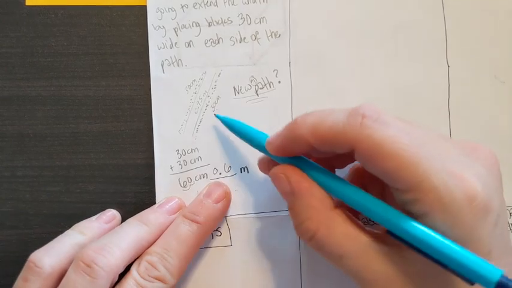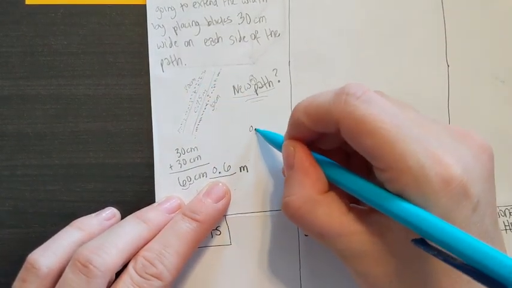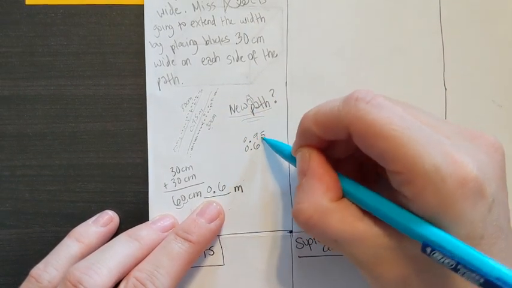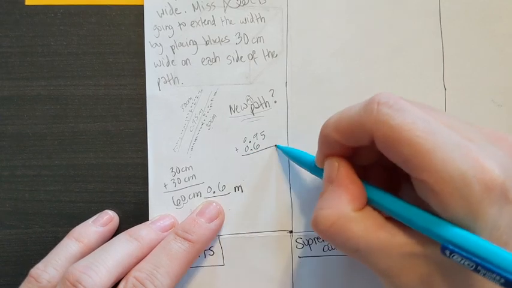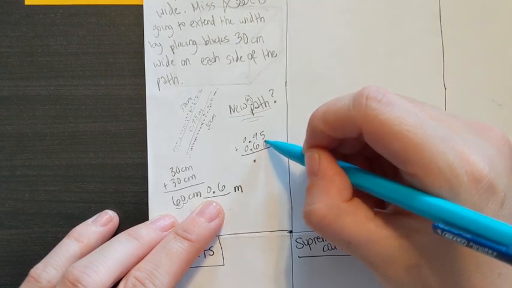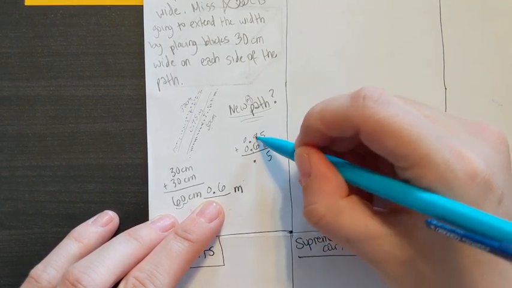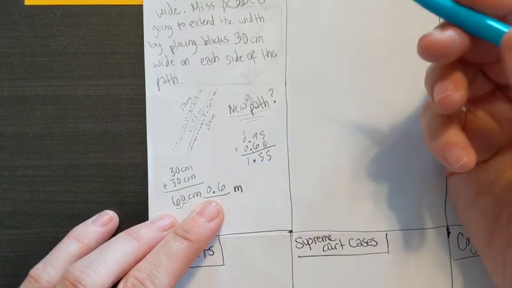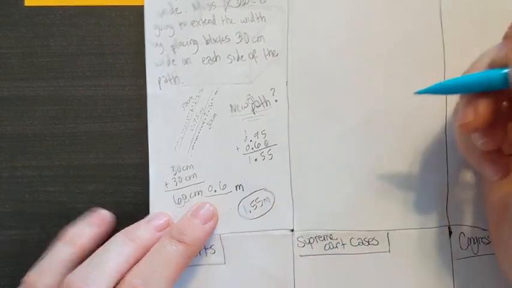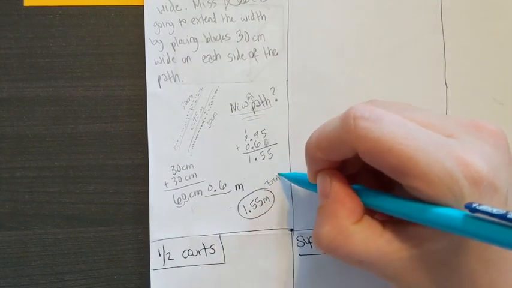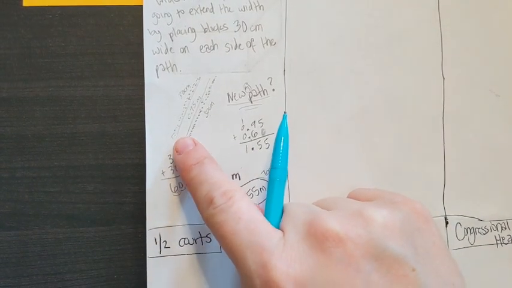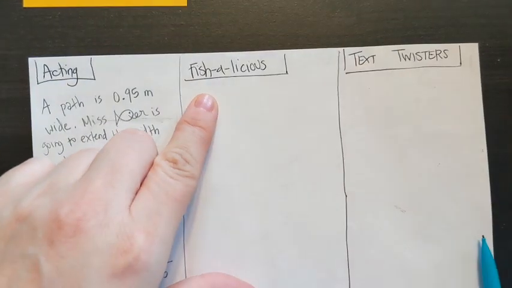So now I have the brick total, 0.6, and I have the 0.95. Remember, you have to line up the decimals. So do you know the button man? He lines the decimals up. And 0 the hero has to fly in. 5 plus 0 is 5. 9 plus 6 is 15. Carry the 1. My new total here would be 1.55 meters wide. That would be my total. Be careful on the test because those aren't the same numbers, but the same idea of extending a path and making it wider. Okay, let's move on to Fishalicious.